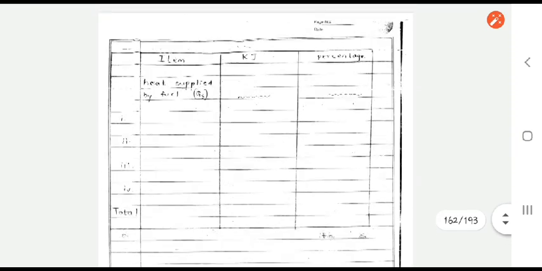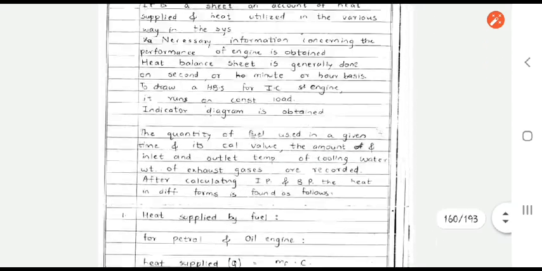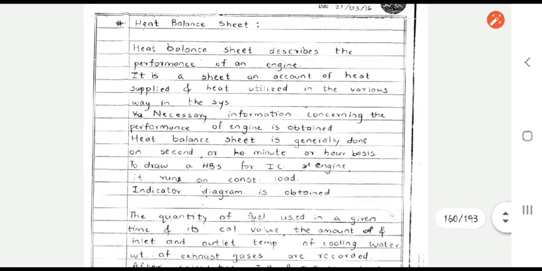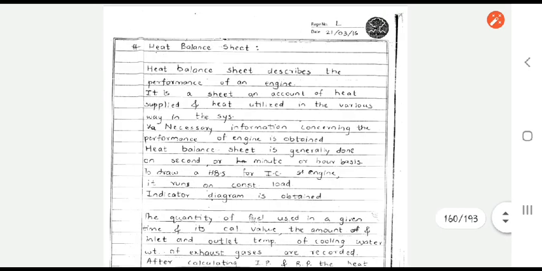We will see it in detail while solving different numericals based on this heat balance sheet, and this heat balance sheet is very important to find out the different losses in any kind of engine.